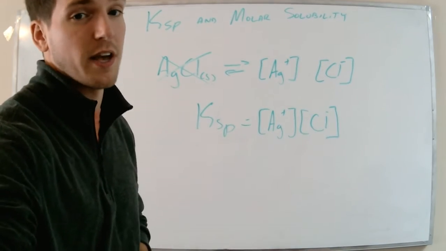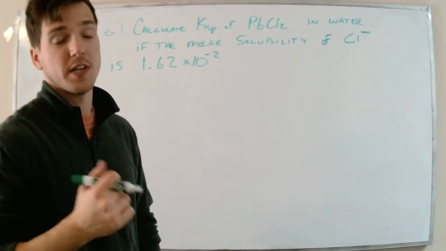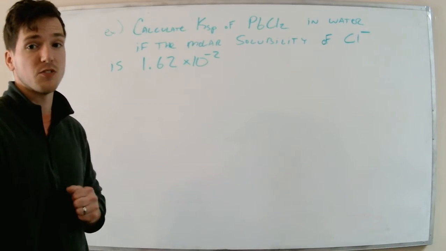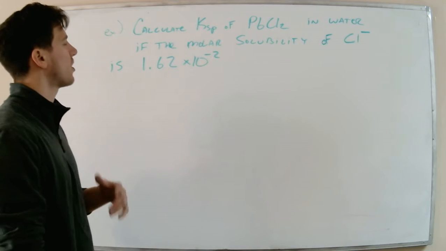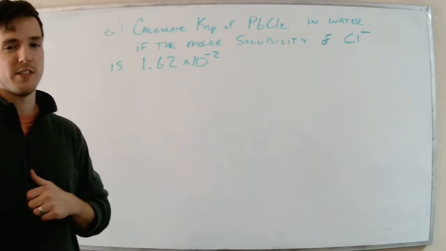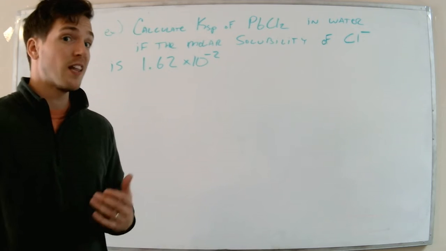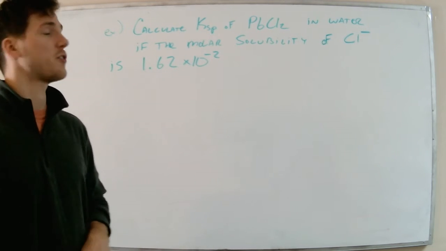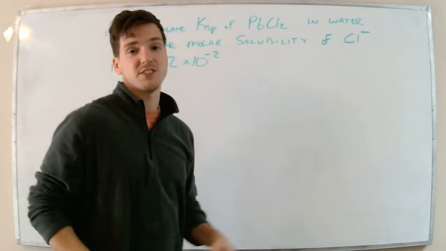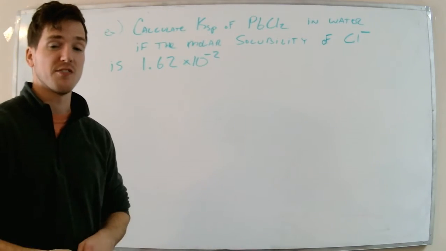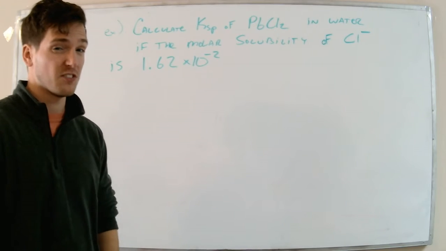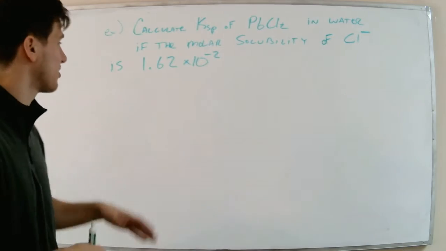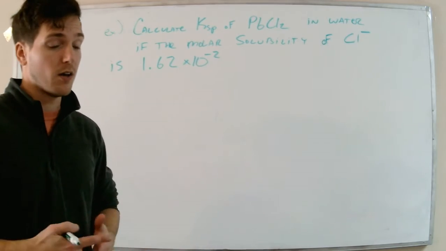where we're going to have to use ICE tables. So here is our first example. Calculate Ksp of PbCl2 in water if the molar solubility of Cl minus is 1.62 times 10 to the negative 2. Like I said, molar solubility is just a different slang term for concentration. So when I say molar solubility of Cl minus, that means concentration of Cl minus after it dissociates, so technically at equilibrium. So when you see molar solubility, don't freak out. That just means concentration of Cl minus.